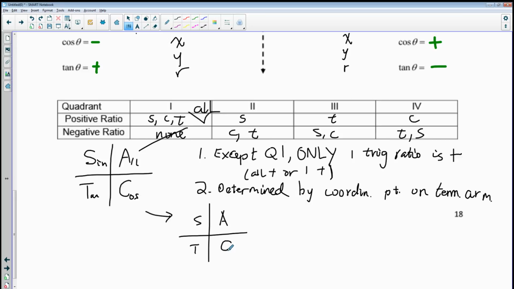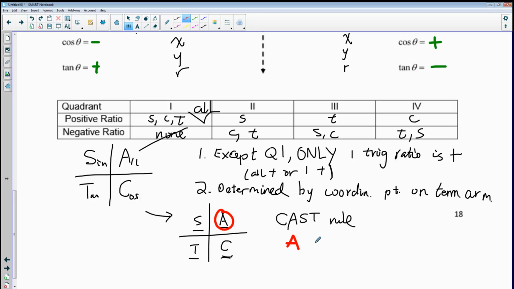But that's not too easy to remember. So actually, remember from the C here, this is called the CAST rule. C-A-S-T. But where does CAST start? You want to be careful. You don't want to start with C here by mistake. I always start with the A, because all is always positive here.